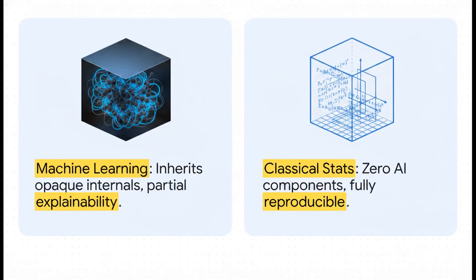Now, there is a really fascinating contrast here between two totally different analytical approaches. On one hand, you have machine learning, which is incredibly powerful but inherently brings along these opaque internals and, at best, partial explanation. Confirm goes in a completely different direction. It relies entirely on classical statistics. We're talking zero AI components, no neural networks, no hidden layers. Because it leans on established early 20th century mathematics, every single calculation is fully transparent and absolutely reproducible.